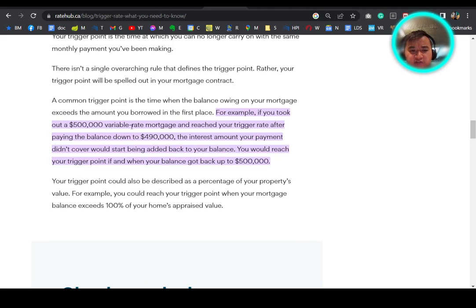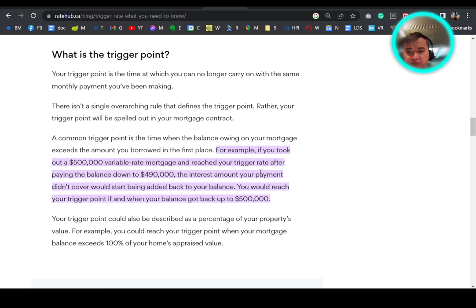You took out half a million on a static payment mortgage or VRM, and after you reach your trigger rate and pay the balance down to 490, there's more interest than your payments. So you're going to reach your trigger point when you get back to half a million, because they agreed only to lend you half a million. They don't want the principal to keep going up and up. At this point, according to your mortgage contract, you can't just keep leveraging or ignore it. You have to do something.